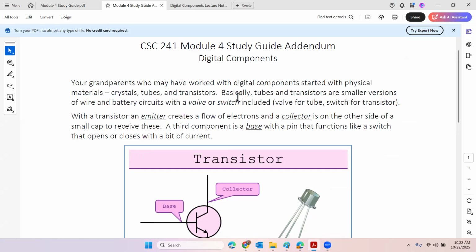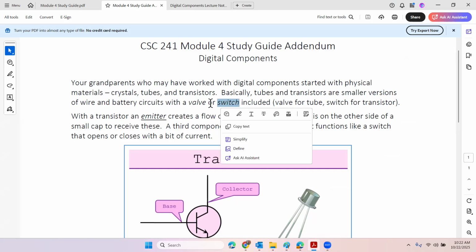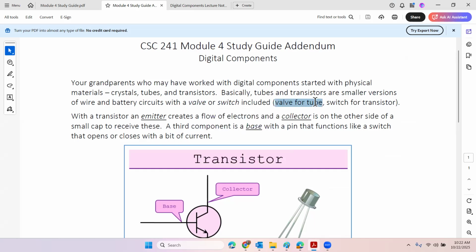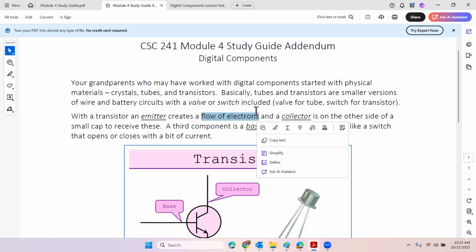And so we talked about switches before. Everybody remember the switch in the wiring diagram on the previous study guide, right? The switch is like a valve. You talk about valves in a vacuum tube, switches in a transistor. Those allow you to control the flow of electrons, right?